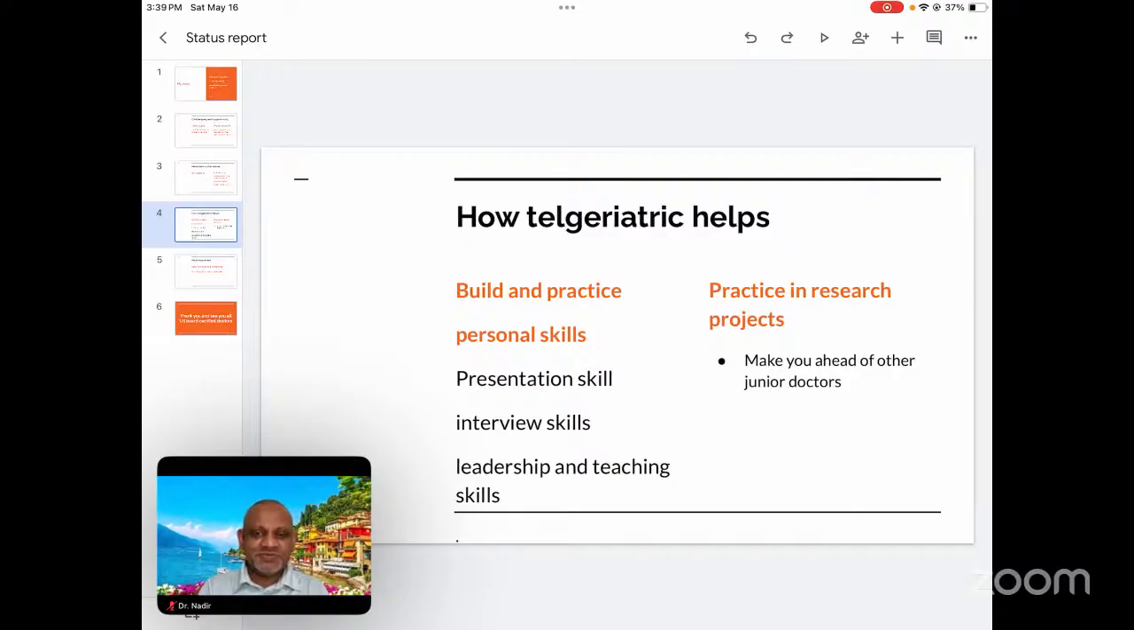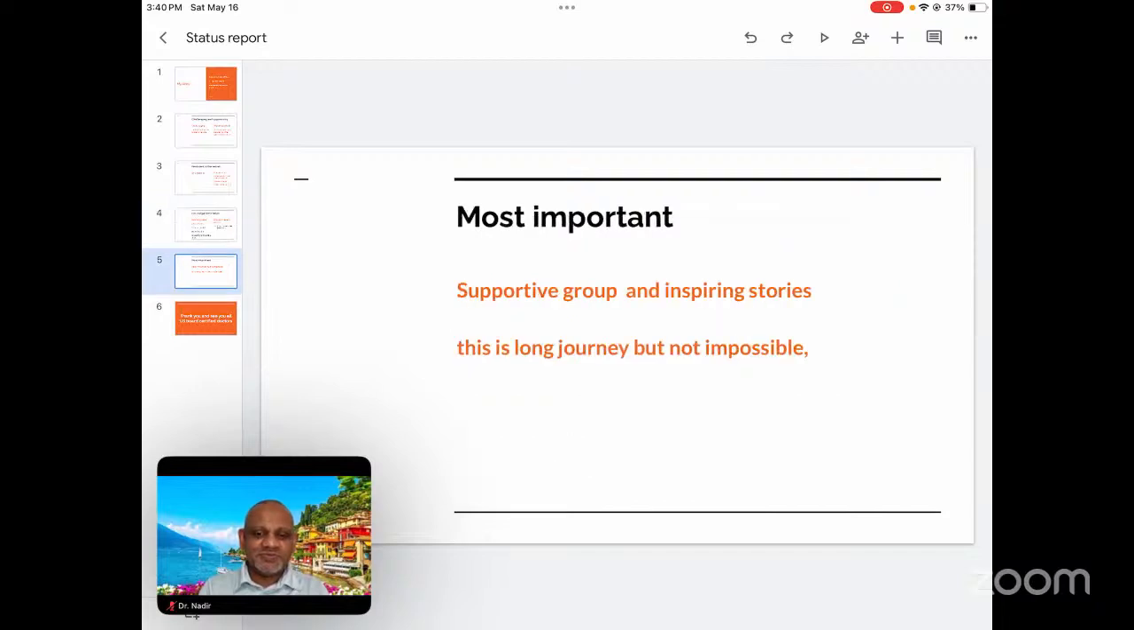Second, practice and participate in any research project, even if it is a minor role. You just extract the data. This is going to put you ahead among other junior doctors. The US is highly competitive, which raises your standard. When you go to other countries, you become the top, you become the first. And the most important thing about this fellowship, personally, is the supportive group and inspiring stories.